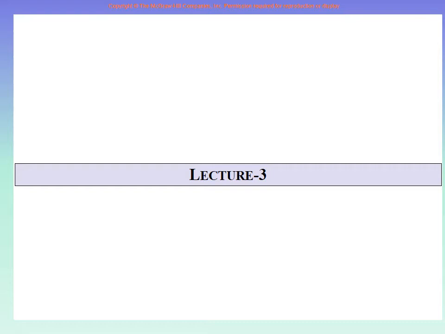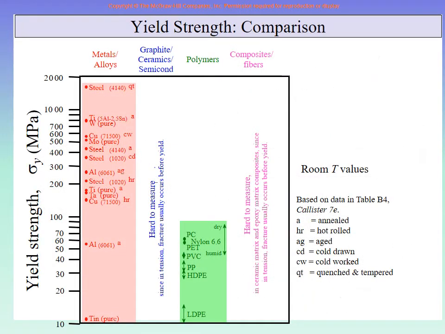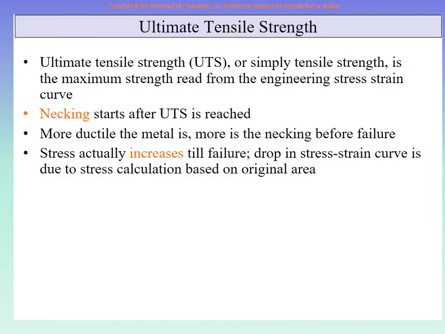Let us quickly remind ourselves about what we did in lecture 3. Last time was a quiz, so lecture 3 may not be very fresh in your minds. We continued with the yield strength discussion, and we talked of the 0.2% yield strength and how to find it. We discussed yield strengths of different materials, categories of materials.